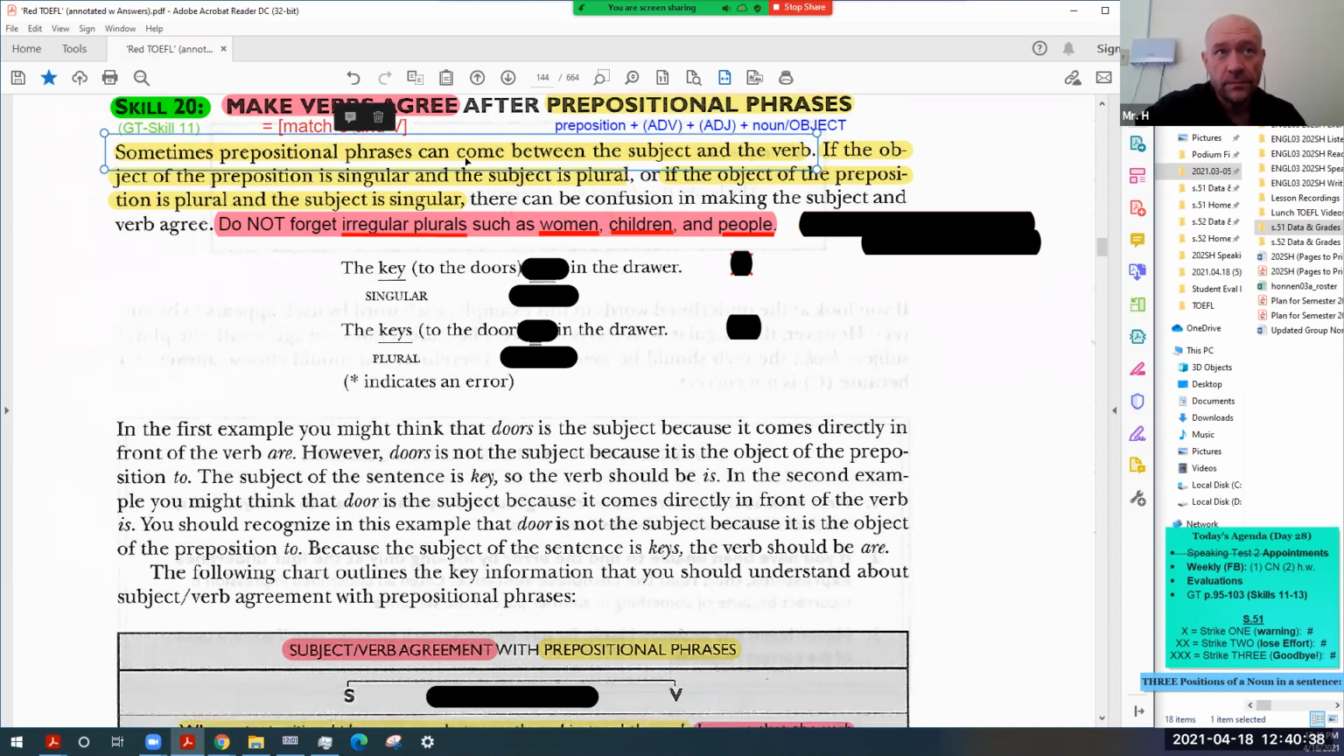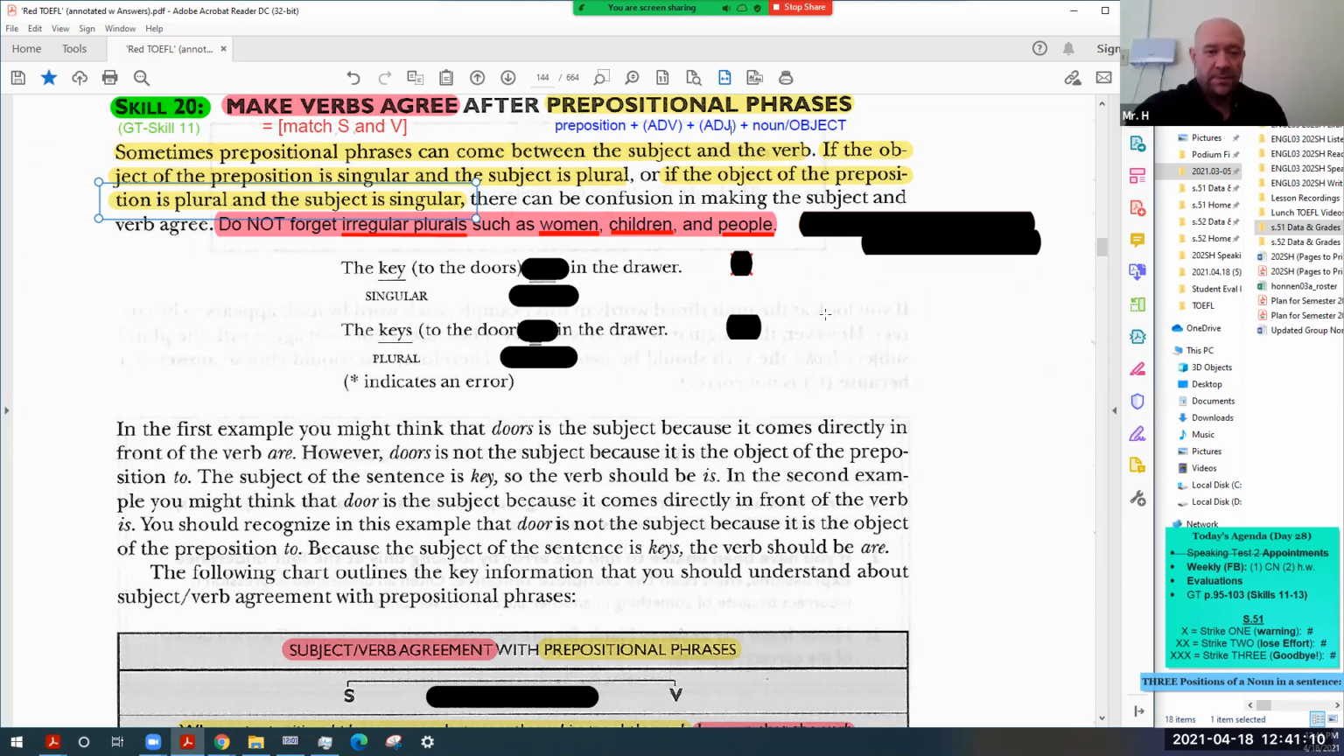All right, Hamza, what do you see here? Okay. Sometimes prepositional phrases can come between the subject and the verb. All right, good. And then Osama. If the object of the preposition is singular and the subject is plural, or if the object of the preposition is plural and the subject is singular, there can be a confusion in making the subject and the verb agree.